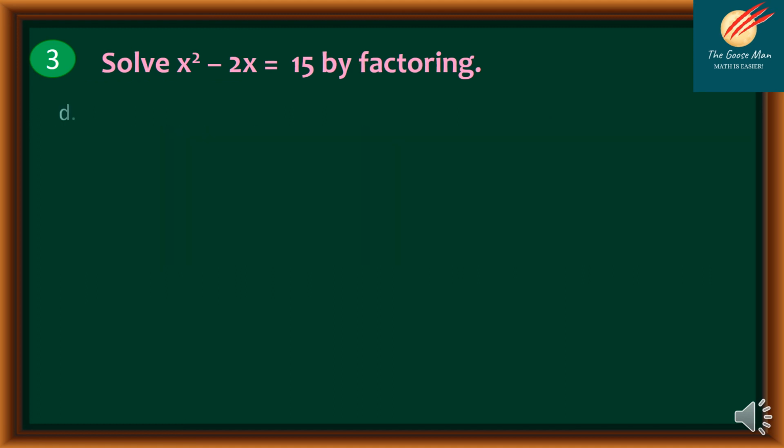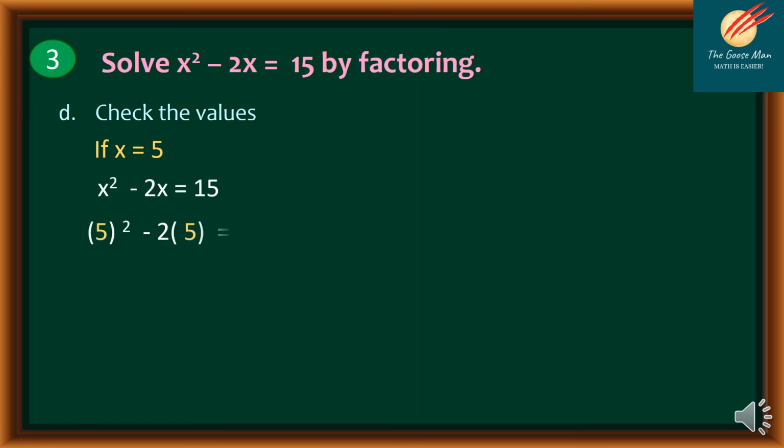The next step is we will check whether the values will satisfy the given equation. If x is equal to 5, substitute that to the given equation such that all x's will become 5. So we have 5 squared minus 2 times 5, is it equal to 15? But 5 squared will give us 25. Then negative 2 times 5 will give us negative 10. Is it equal to 15? Truly, 15 equals 15.